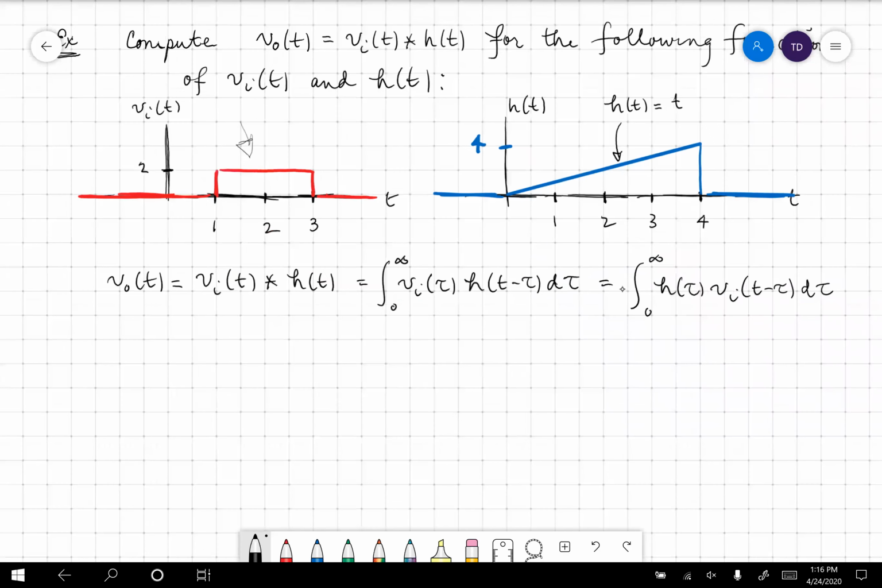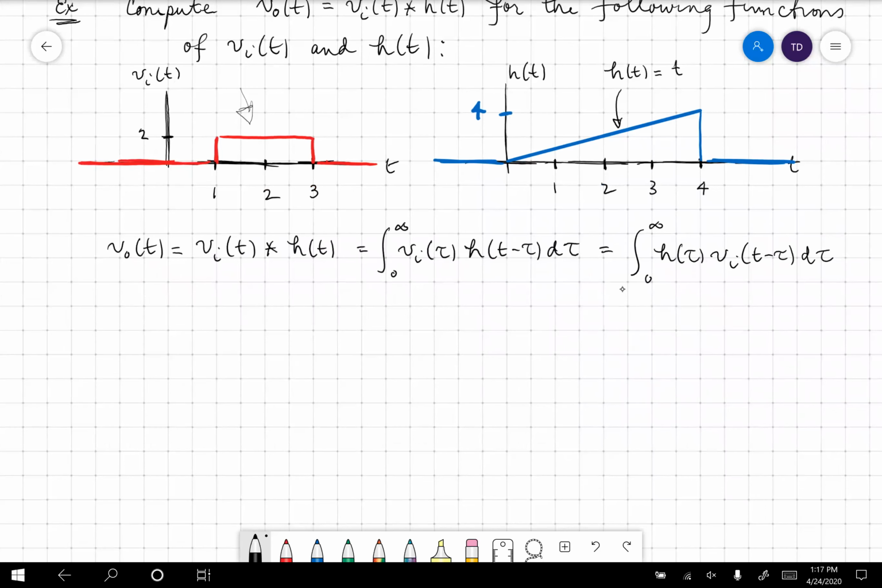Okay, so here's what I'm going to do. I believe it is easier to flip and then shift vi, because vi is a real easy function. It's not that h of t would be much more difficult. So what I'm going to do is I'm going to start first by showing vi of minus tau. So just the general vi of minus tau. And that looks like the following. Minus 1, minus 2, minus 3.